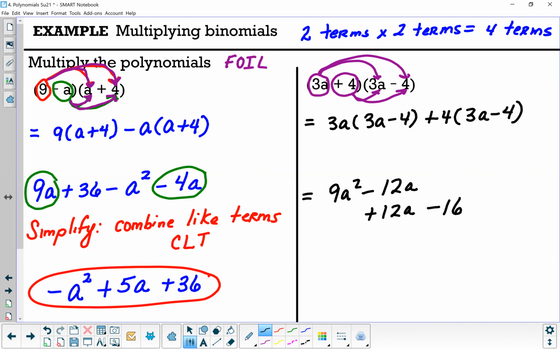Notice how I'm being strategic about the way that I lined up my work. I'm using that vertical method that we used for addition and subtraction previously. And I really like this, especially for this question, because now we can see the minus 12a and the plus 12a are like terms. And when we simplify them, they are eliminated. So we are left with 9a squared minus 16.